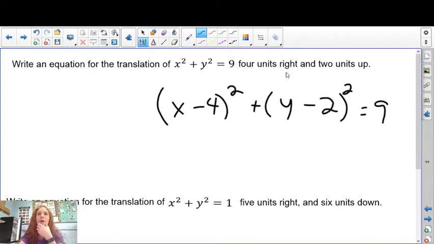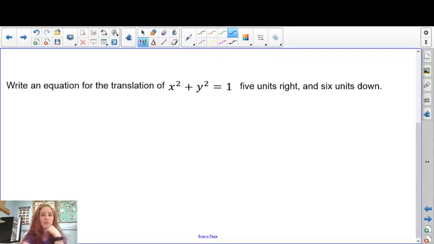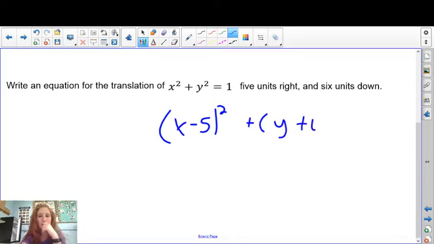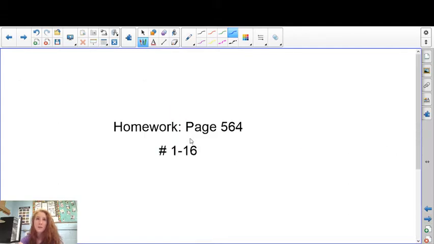Okay, 4 units to the right going positive, but I need to flip it and go negative. Up going positive, flip it, make it negative. All right, 5 units right, we're going to go to the right, but we have to flip that sign, so it needs to be negative. 6 down, down typically is negative, but we need to flip it so it's positive. All right, there's your homework in the textbook.